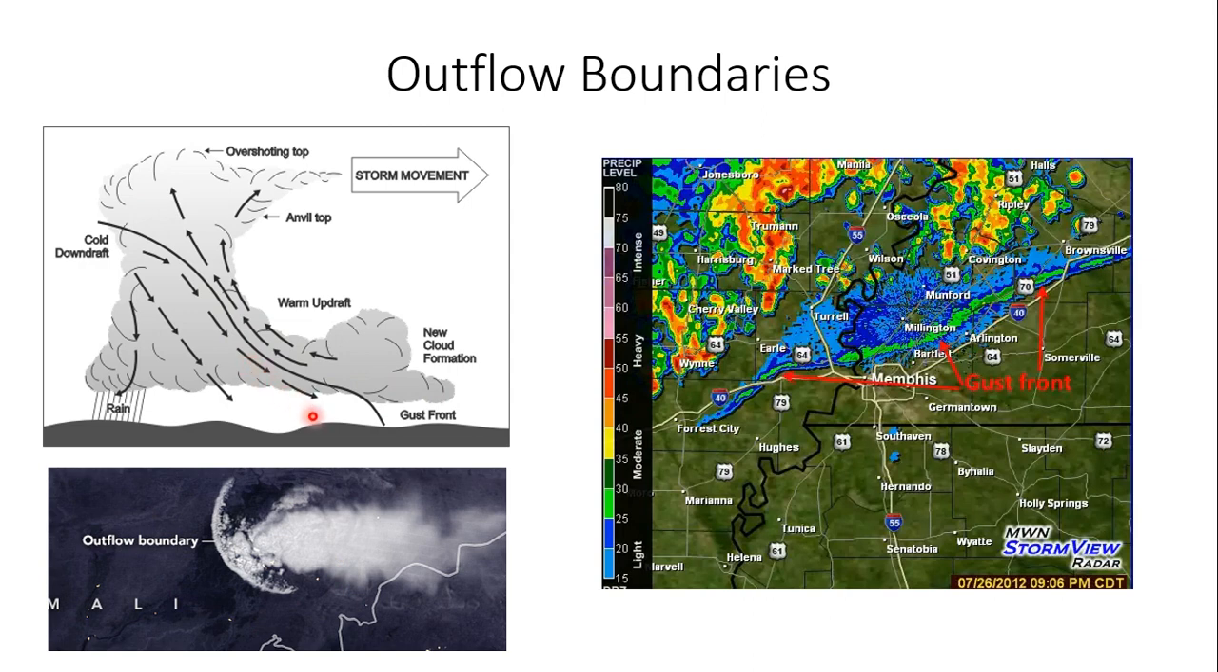The outflow boundaries: once the downdraft air hits the ground, it spreads out horizontally in all directions, and that cooler, denser air eventually is going to flow outward away from the storm, and if it meets another outflow boundary, you can get renewed areas of thunderstorm development.